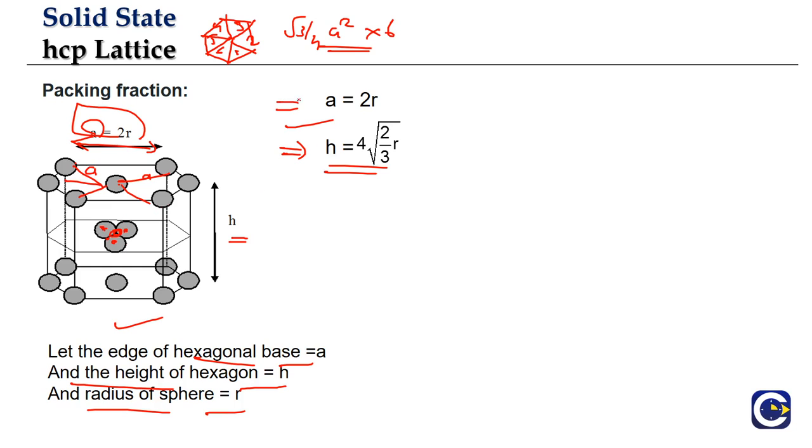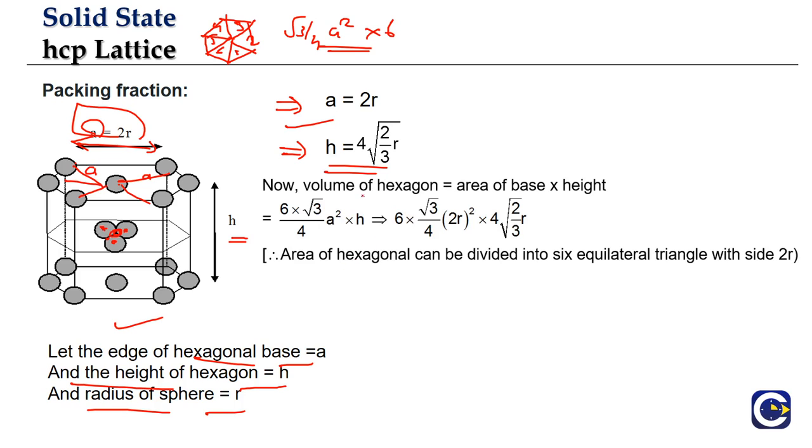So what we have is a will be equal to 2r and h will be equal to 4 root 2 by 3r. So we are going to use this for this particular derivation. Now the volume of the hexagon or any cylinder for that matter, what will be the volume of any cylinder? The base area multiplied by height. And what is the base area?